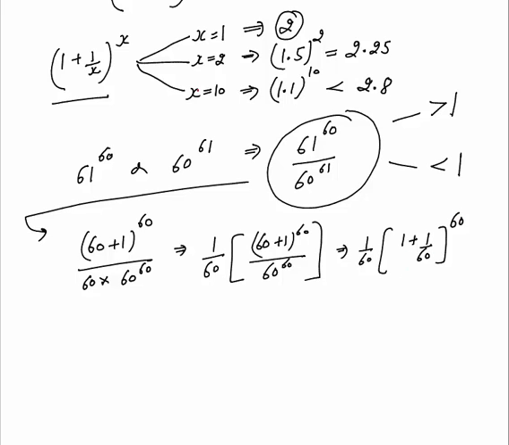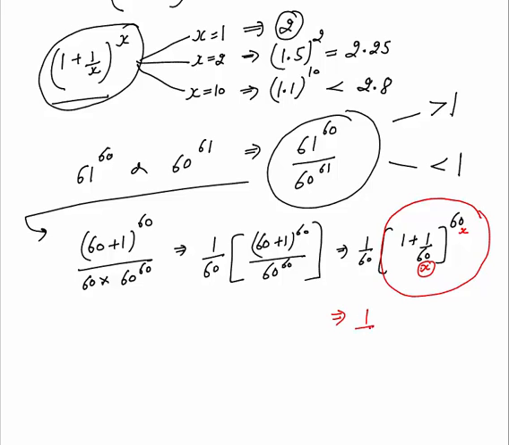Now this is what we discussed, 1 plus 1 by x power x. In this scenario you can see that this is similar to 1 plus 1 by x power x. In this case x is equals to 60. So this value can be at max just around 2.8. Maximum it could be 2.8.